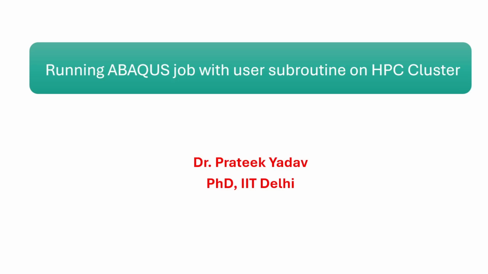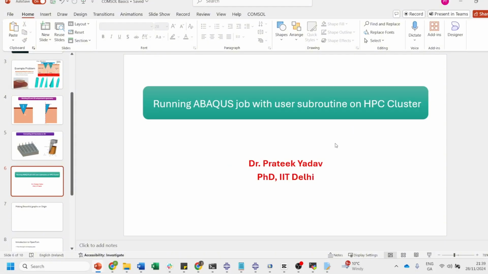Hello everyone, my name is Pratik, and today I will tell you all about how you can run ABAQUS job with user subroutine on HPC cluster. As you all know, first to run a job on HPC cluster, we need to create a batch file. So I will tell you what all to include in a batch file when we are running a job for ABAQUS, which also has a subroutine in it.